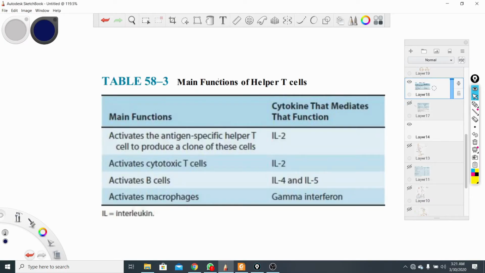Main functions of helper T cells: IL-4 and IL-5 activate B cells, whereas IL-2 activates cytotoxic T cells and activates the antigen-specific helper T cells to produce a clone of these cells. Clone of these cells means that helper T cells are going to produce the same information in the progenies. It has the same information in all of the progenies. So this is the cloning.